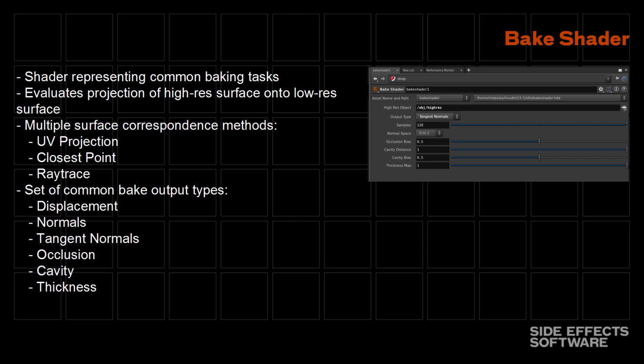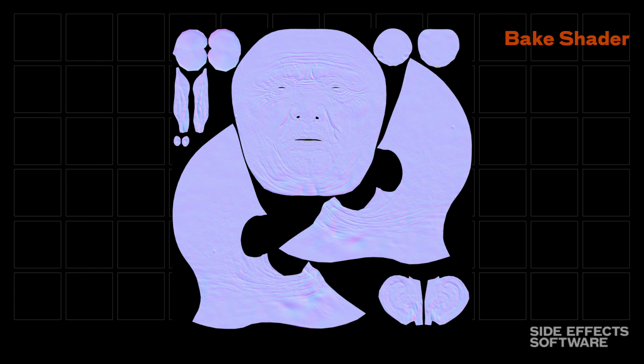The bake shader offers a set of common output types. We have displacement, which calculates the difference between the high-res and low-res mesh. We can encode normals, including tangent normals, as we discussed. We have options for occlusion, cavity shading, and thickness. In terms of authoring PBR textures, this is important because often these feed as inputs to shading pipelines within the engine. So the bake shader gives us a good first look at some of the common baking operations that you want to do.